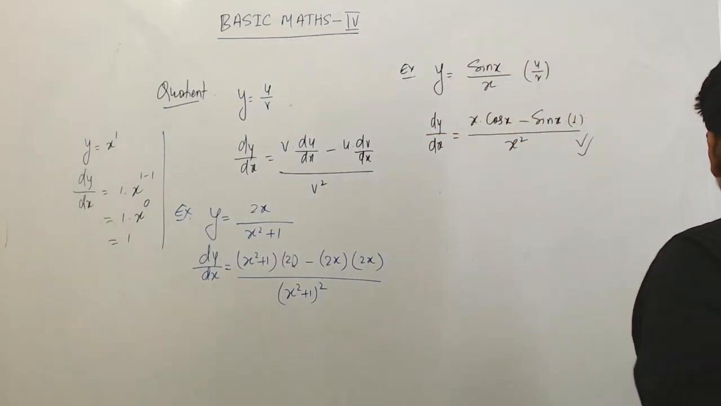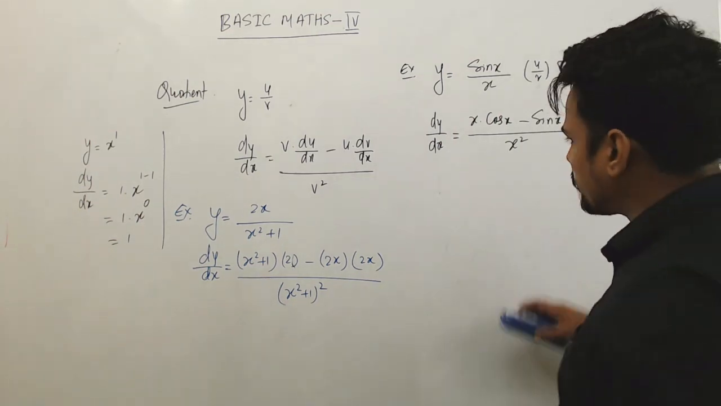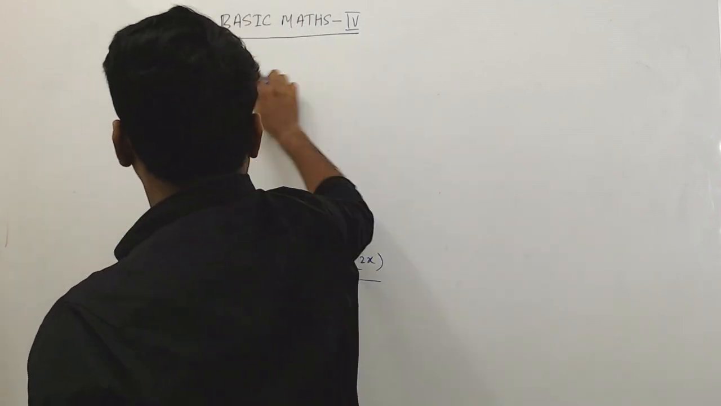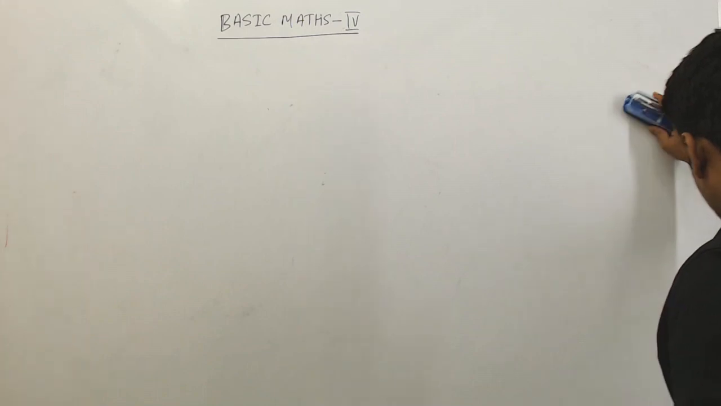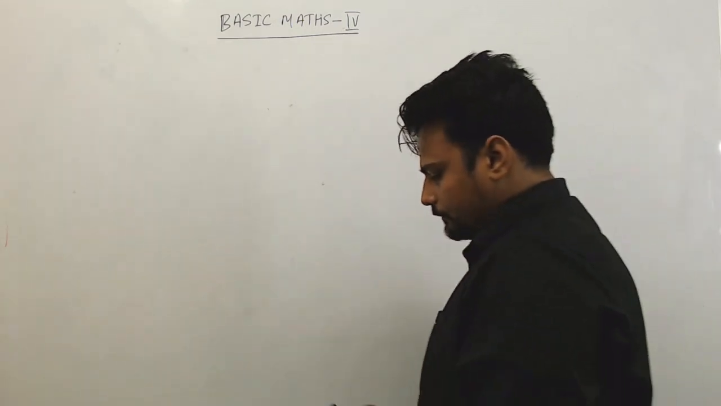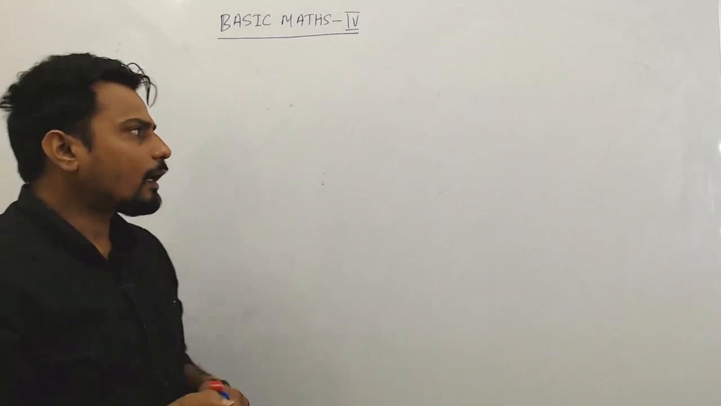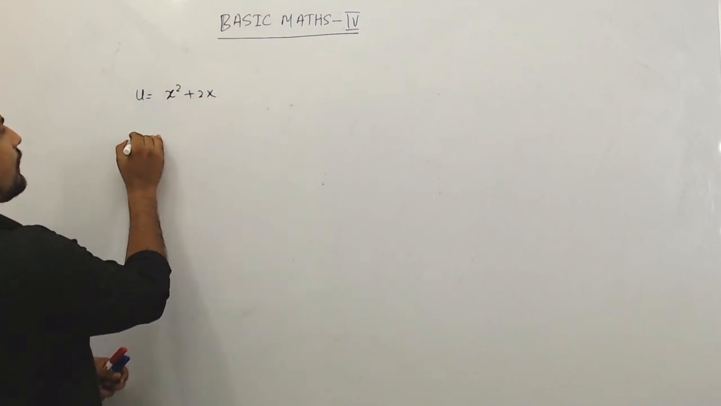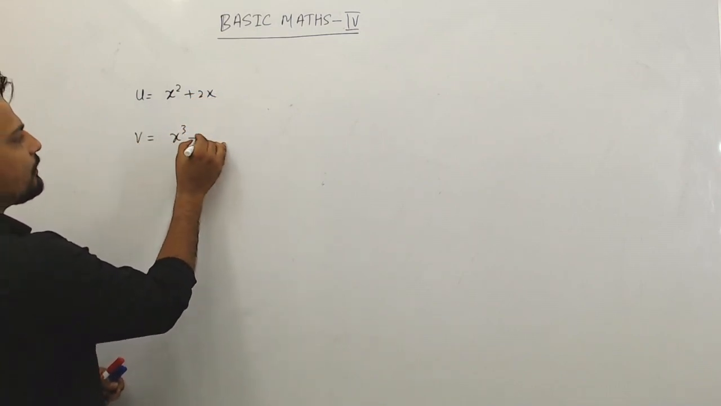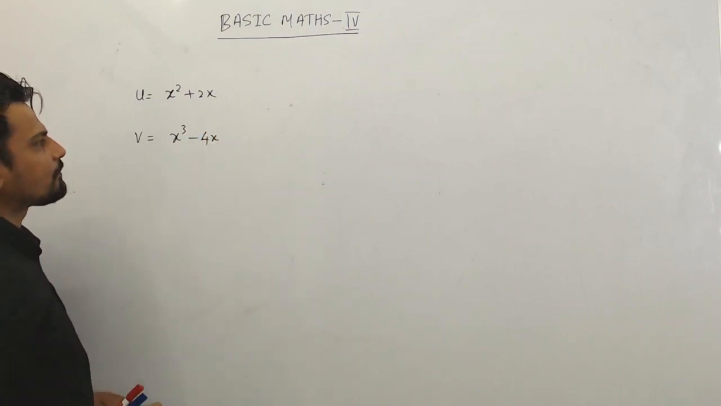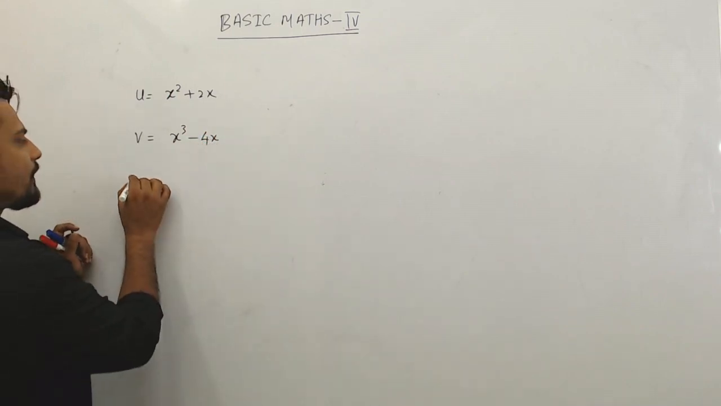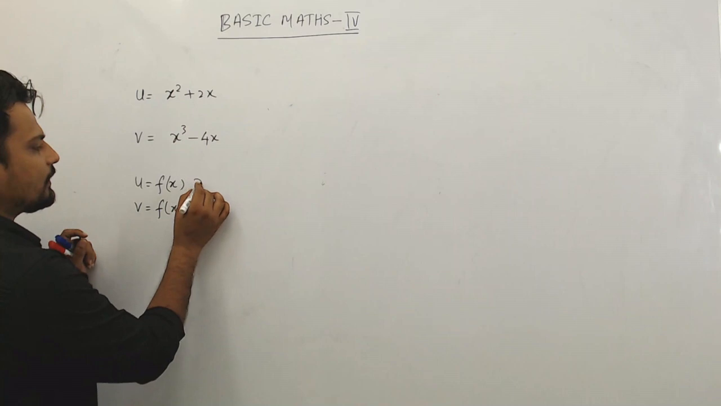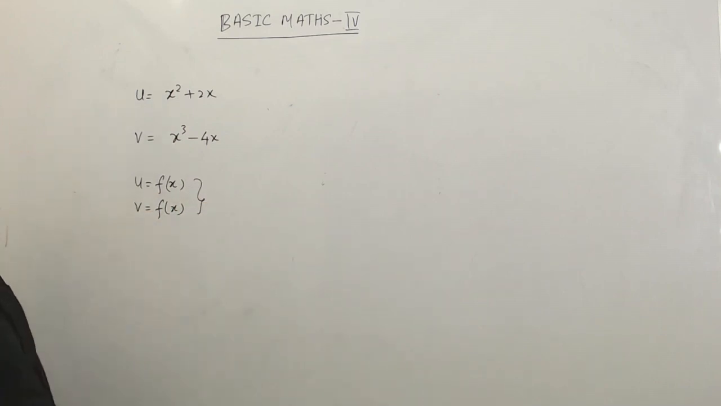Now, let me just tell you one more thing. When we have multiple functions which are dependent on a single function, what do we do in those cases? With an example, probably you'll understand it better. Let's say that I have two functions, maybe u as x square plus 2x, maybe v as x cube minus maybe 4x. As you can see, both u and v are functions of x. U is a function of x, whereas v is also a function of x.